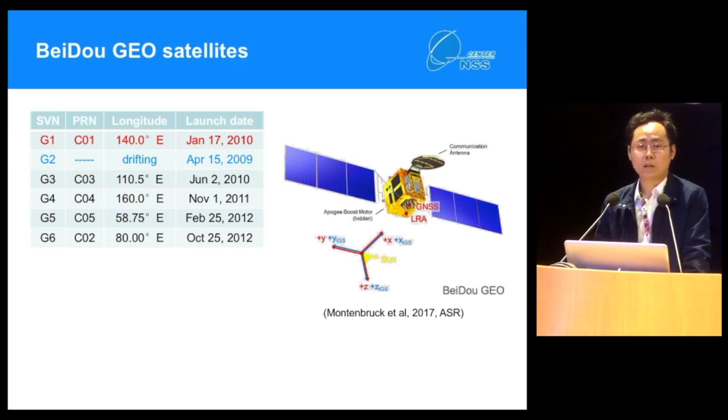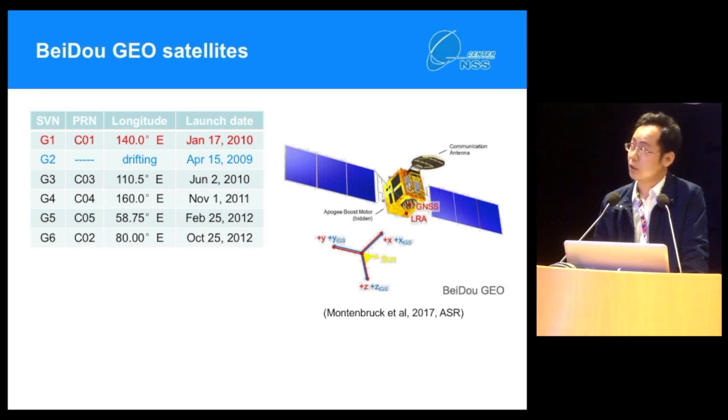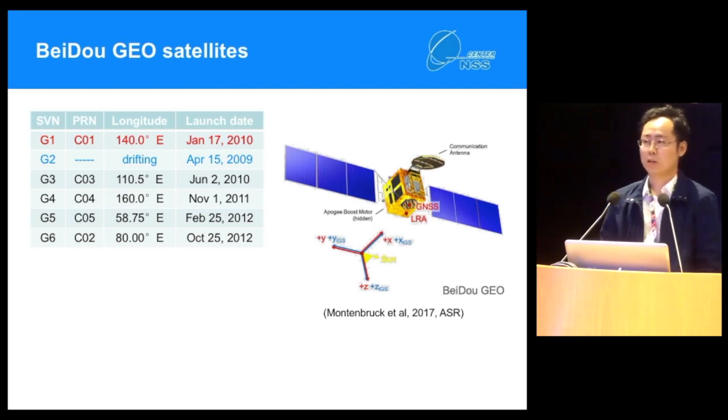Although all of the GEO satellites carry satellite laser ranging arrays, only G1 has been tracked by the ILRS. So in this presentation, all of the validation results are only for the G1 satellite.